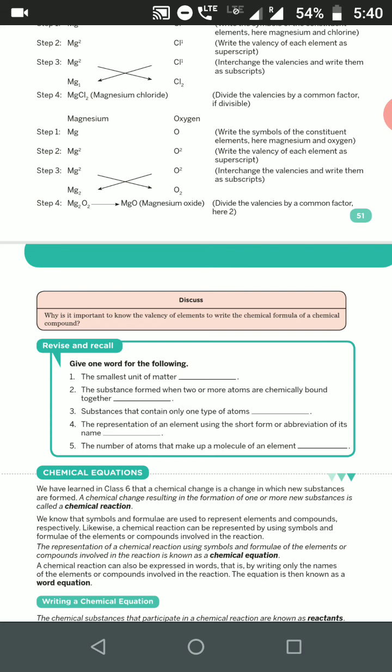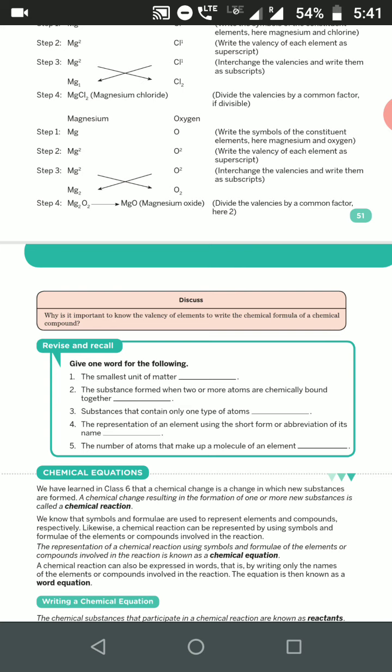Next, give one word for the following. The smallest unit of matter is atom. The substance formed when 2 or more atoms are chemically bound together is called a molecule. You can also call it compounds or molecules. The substance that contains only one type of atom is an element. The representation of an element using a short form or abbreviation of its name is a chemical symbol. The number of atoms that make up a molecule of an element is atomicity.